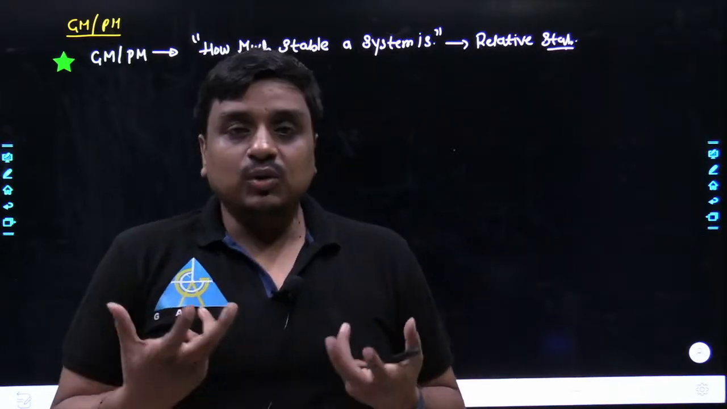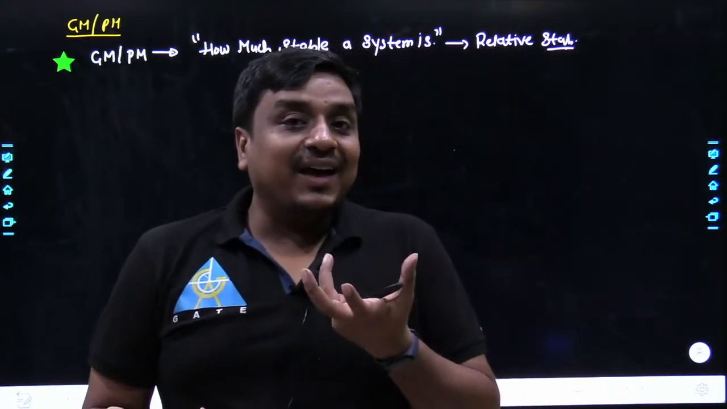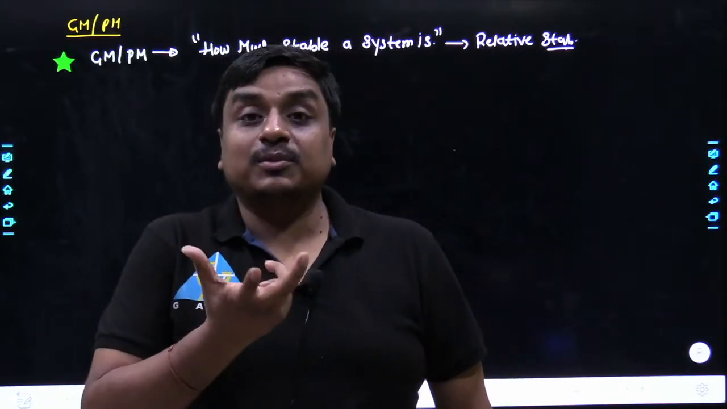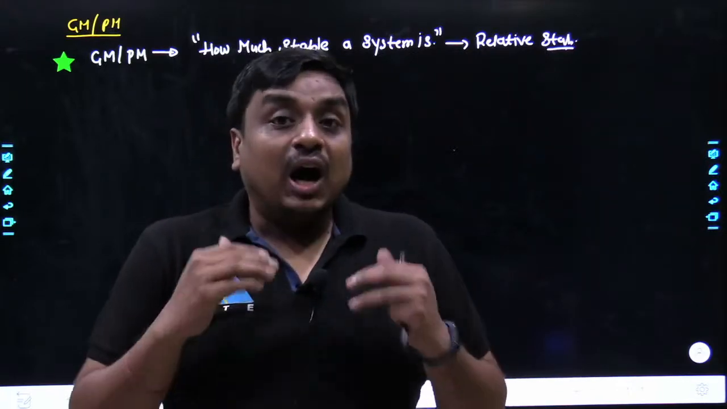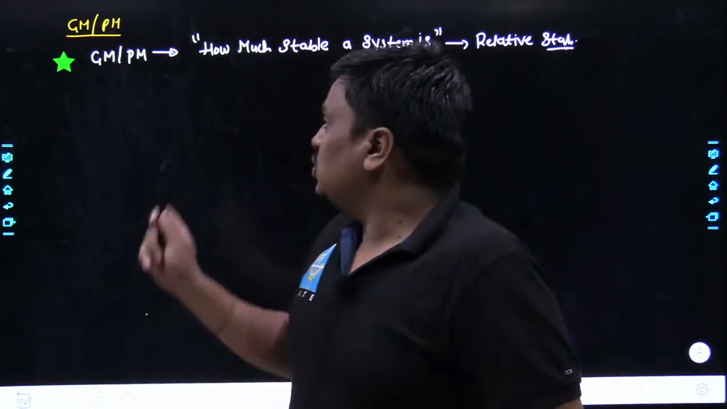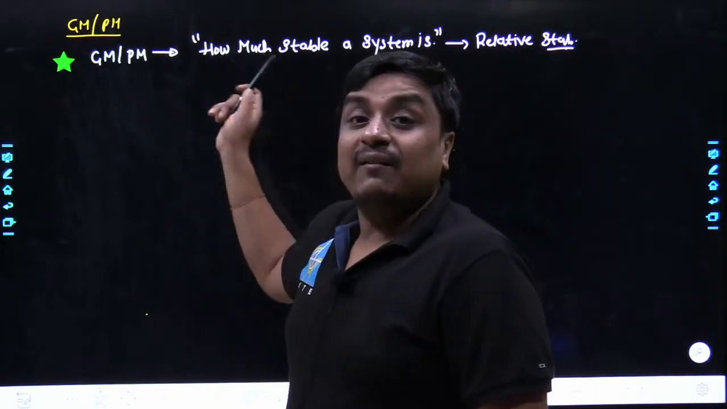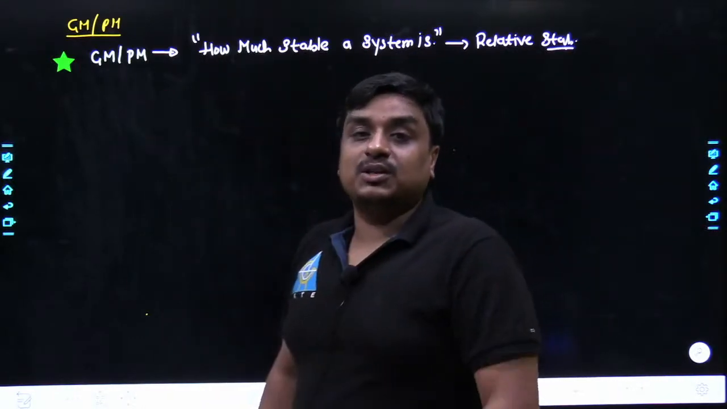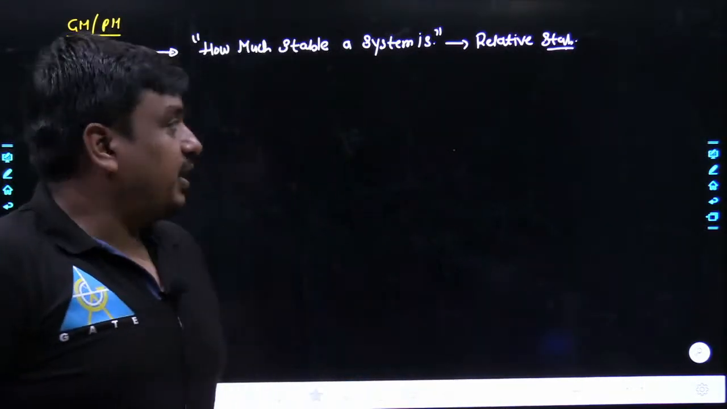You can have two systems, among them one is a higher stable system and another is a lower stable system. Although both are stable systems, how will you quantify which one is more stable and which one is less stable? You would quantify by their values of gain margin and phase margin. Agreed with what I am saying?